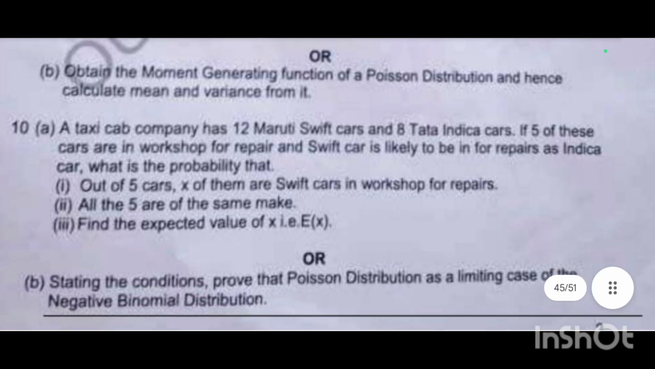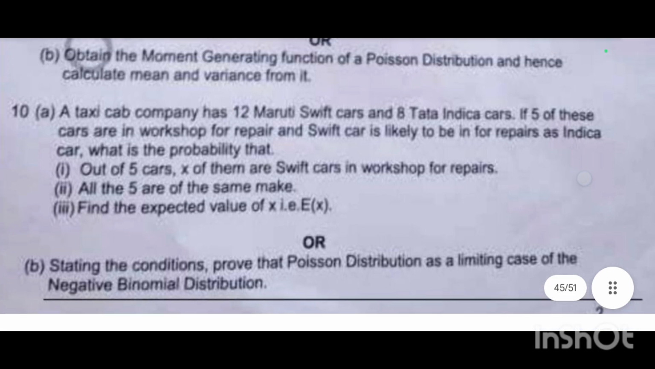Very important and previous year's question paper. And 10A is an application question of hypergeometric distribution. A taxi cab company has 12 Maruti Swift cars and 8 Tata Indica cars. If 5 of these cars are in workshop for repair and a Swift car is as likely to be in for repair as an Indica car, what is the probability that, out of 5 cars, x of them are Swift cars in workshop for repairs, and all the 5 are of the same make? Find the expected value of x.